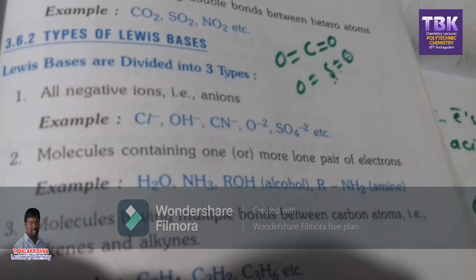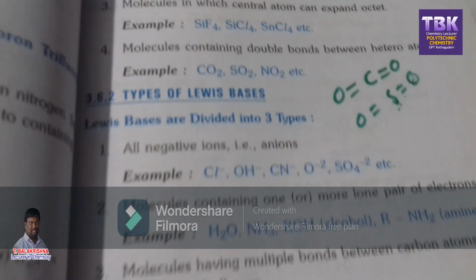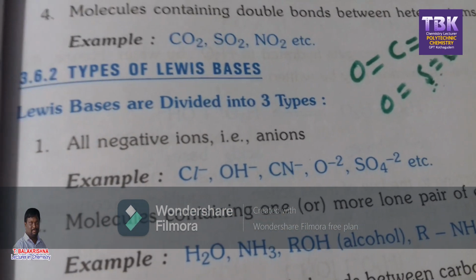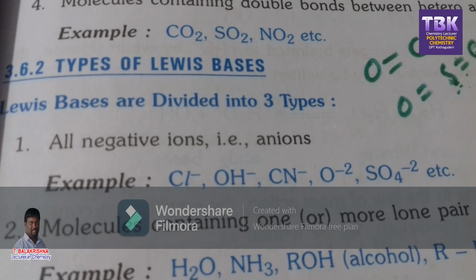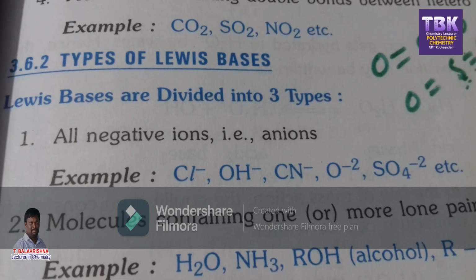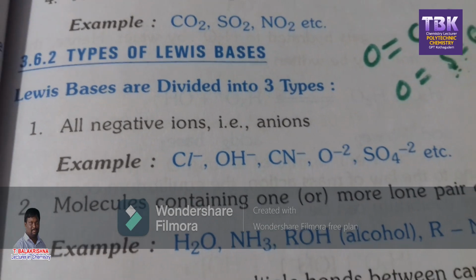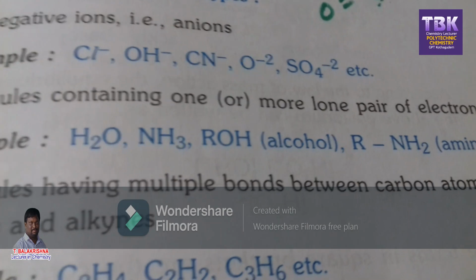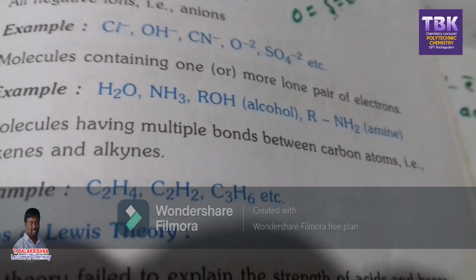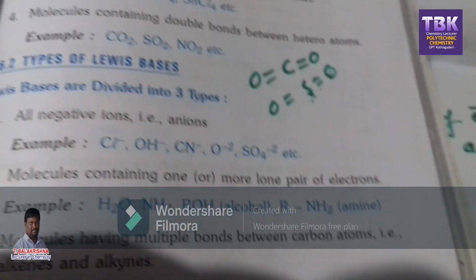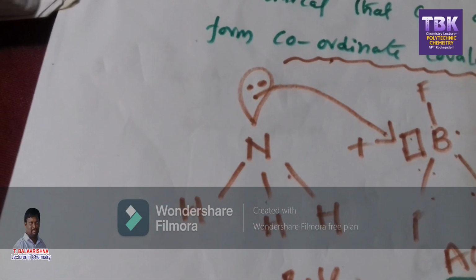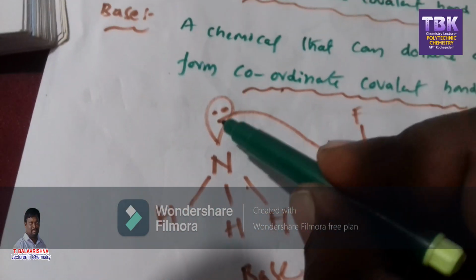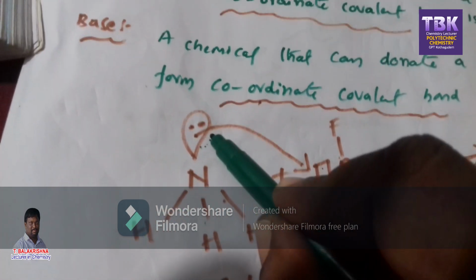All the cations act as Lewis acids. All the anions, the atom or molecule which carries the negative charge, are called anions. So all negative ions or anions act as Lewis bases. The molecule containing one or more lone pairs of electrons acts as a Lewis base. We already learned ammonia. Ammonia is this, so it has one lone pair of electrons. So it's ready to donate a pair of electrons.